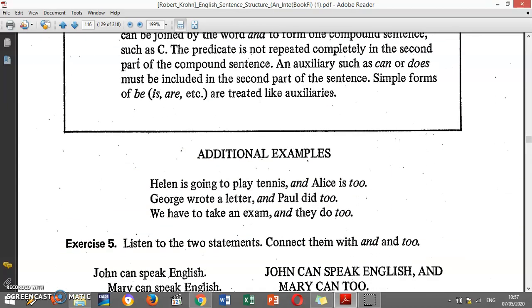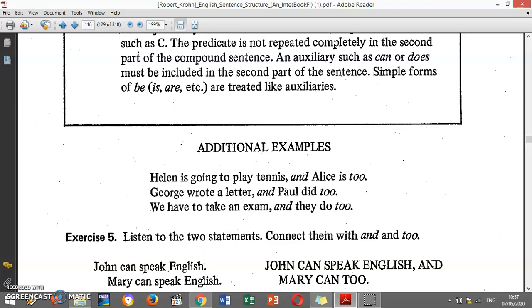And then for the additional examples, you can see here, Helen is going to play tennis and Alice is too. And then George wrote a letter and Paul did too. Ingat ya, ketika ini past tense, tentu saja yang di sini harus past tense juga. We have to take an exam and they do too. Jadi di sini "have to" "do" ya.